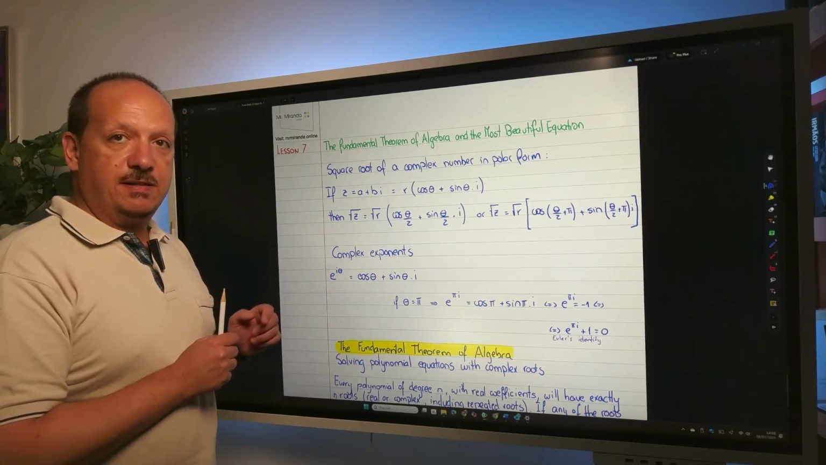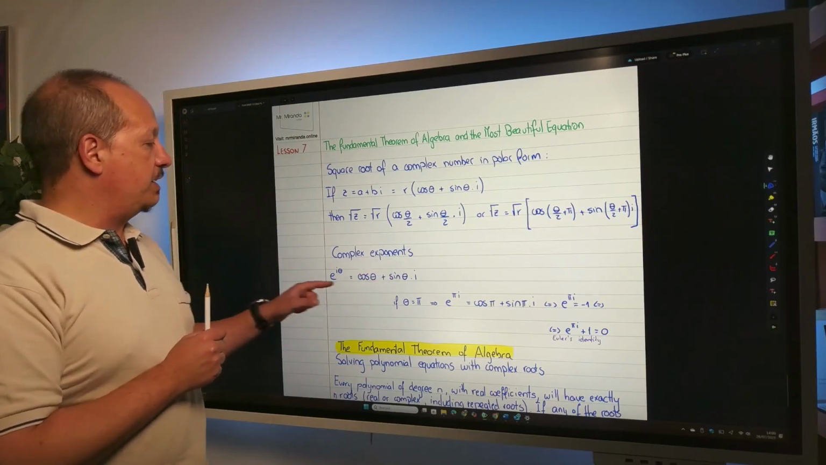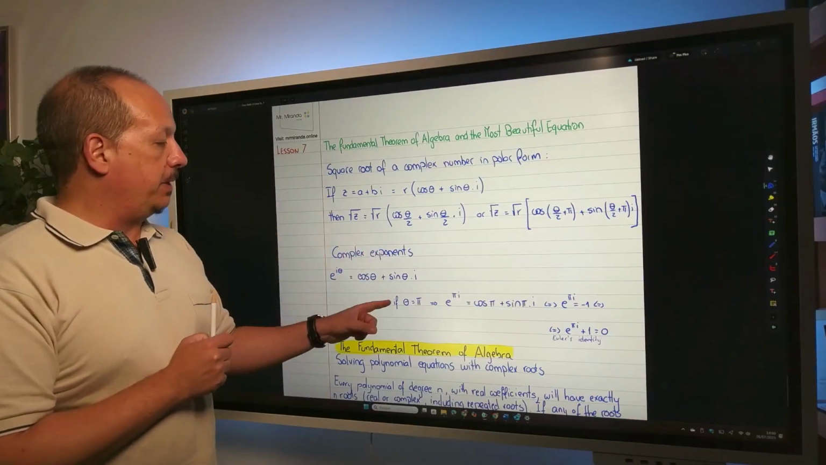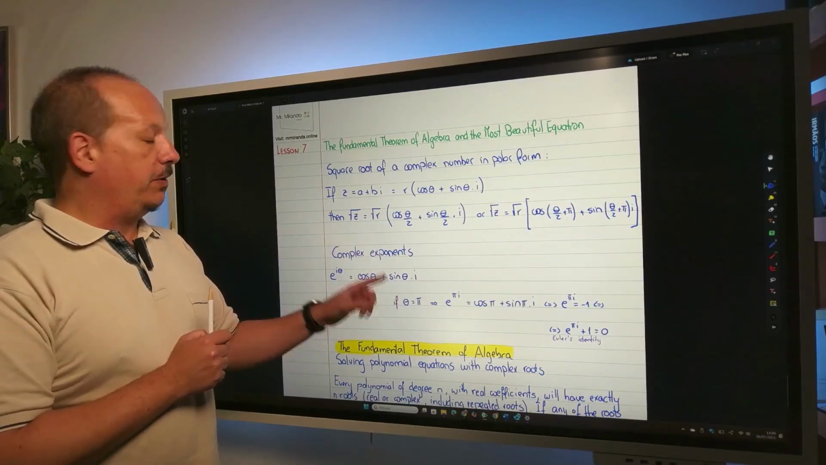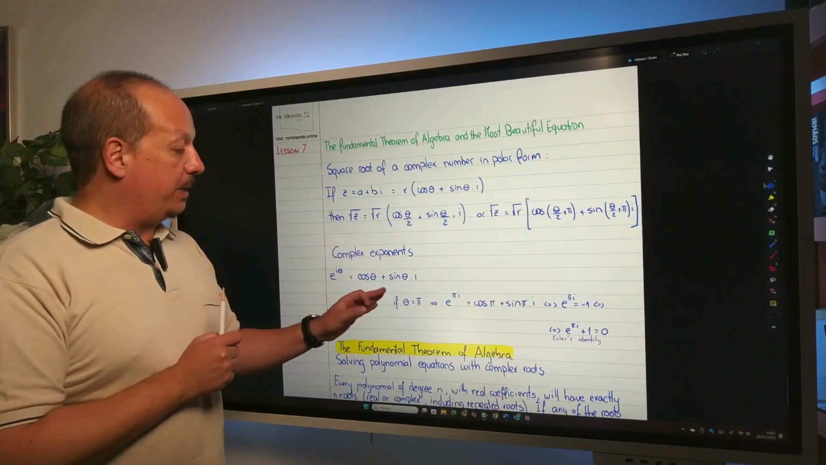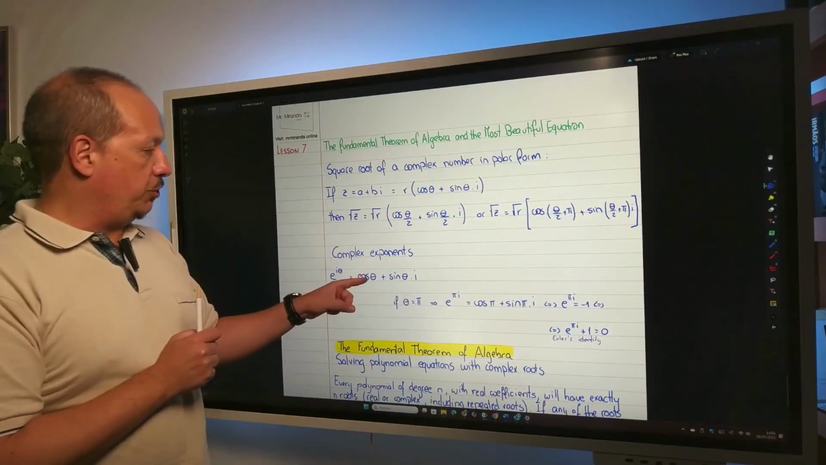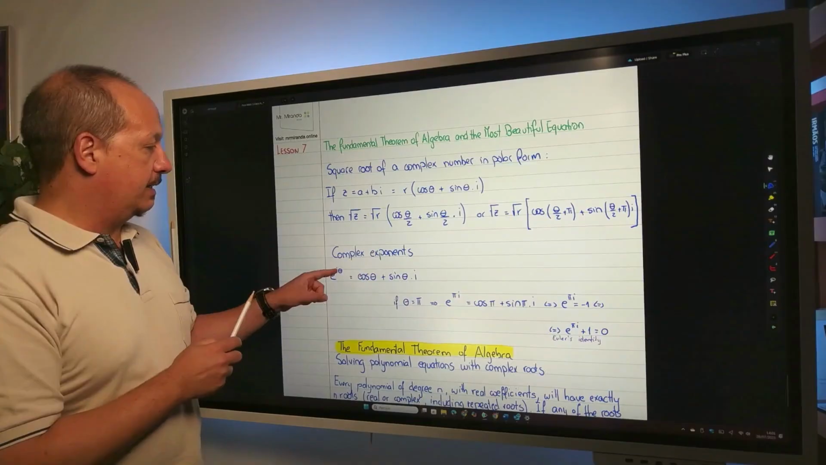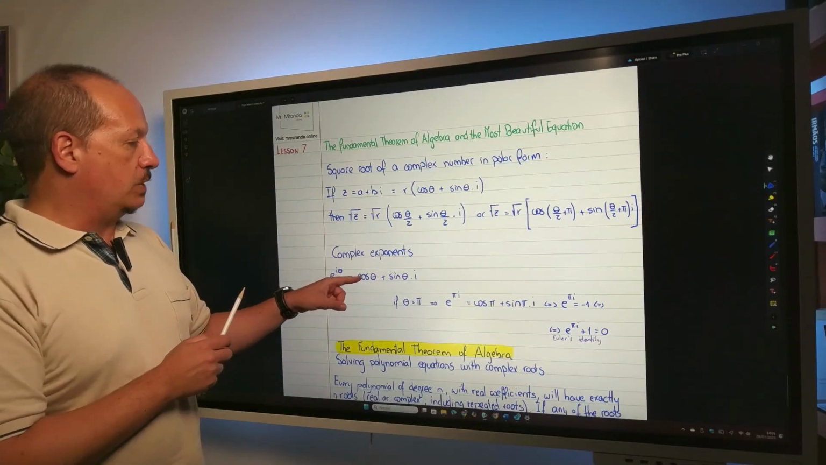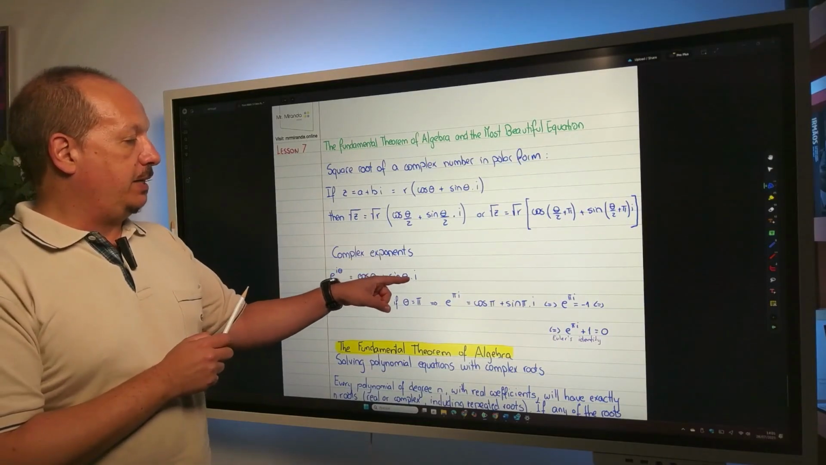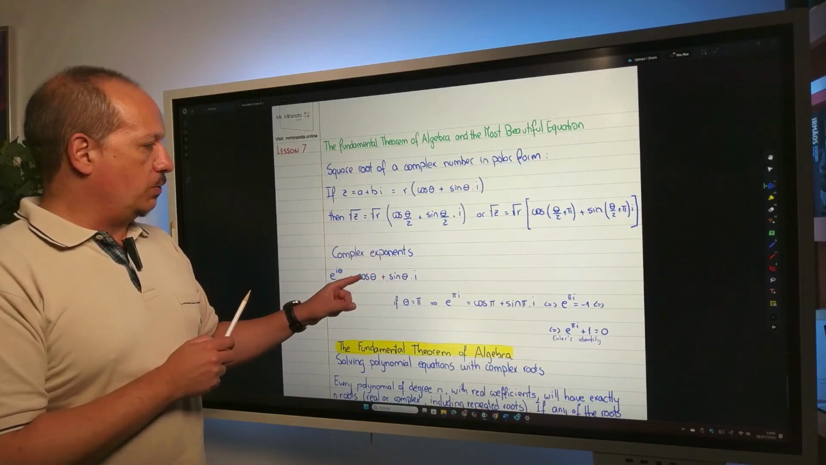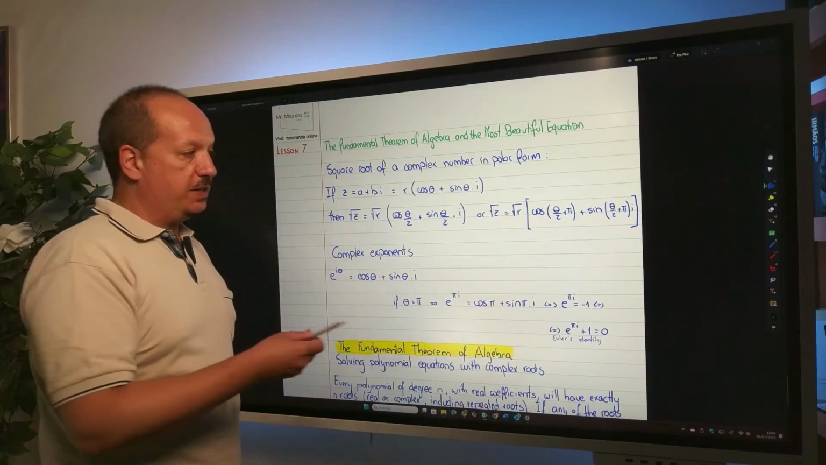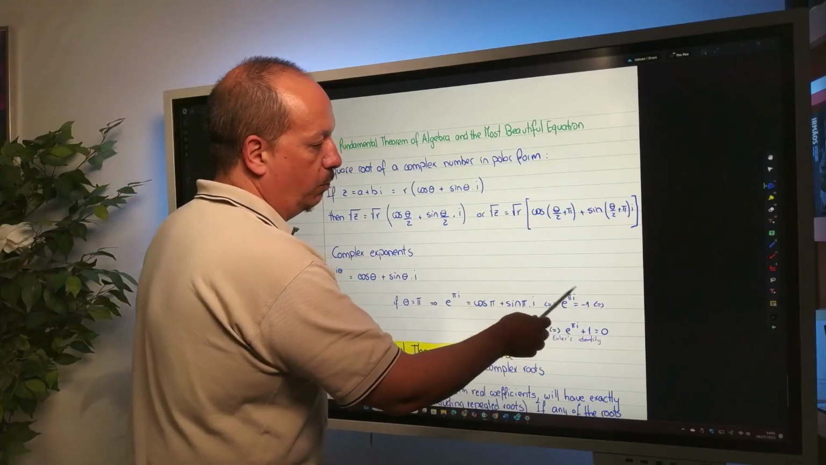And this is a very interesting situation because if you now cherry pick the value of theta, and if you pick theta to be pi and substitute it over there, what are you going to have? You are going to have e to the power of i times pi equals cosine of pi plus sine of pi times i. What is cosine of pi? Cosine of pi is minus 1. What is sine of pi? It is 0. So you end up with this.